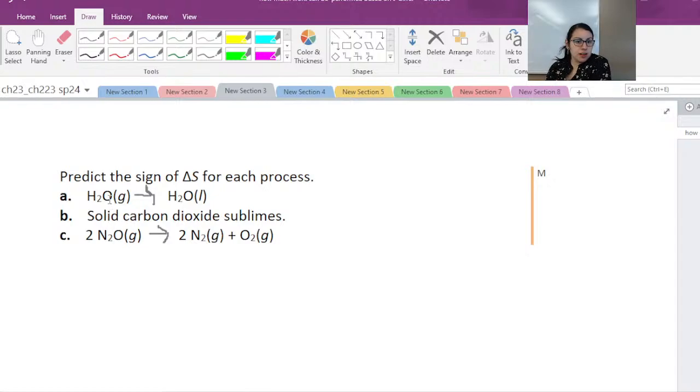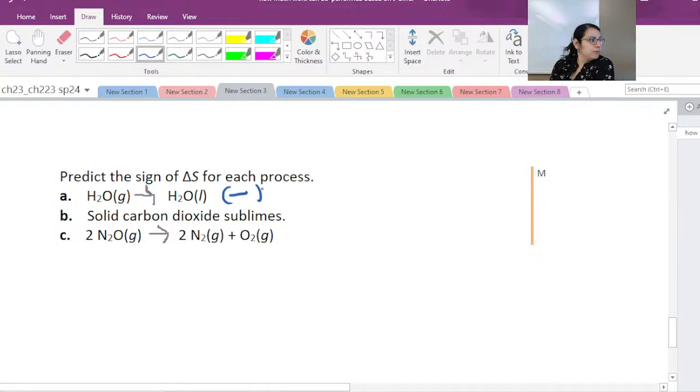So what do we think the sign is for this first process? So we're going from H2O gas to H2O liquid. So is entropy increasing or decreasing? So decreasing, right? So we go from gas to liquid, so entropy negative. What about B? So solid carbon dioxide sublimes. So increasing, excellent, and of course, right, sublimes just means goes from our solid to gas state.